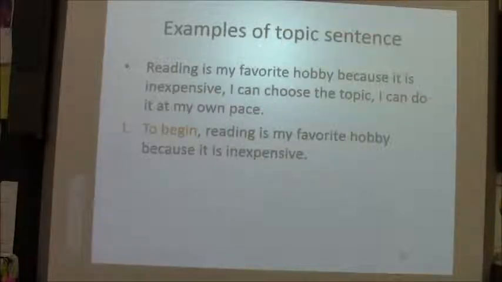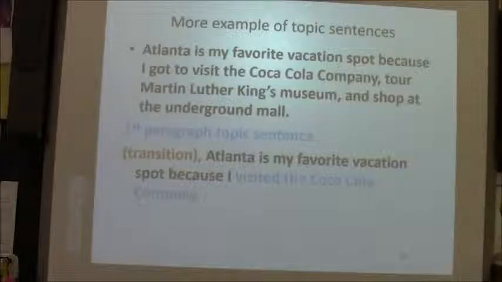And here's an example of what we're talking about. Notice the transition is right here. It's in orange because that is the color coding that goes along with it. Reading is my favorite hobby because it is inexpensive. Notice this is the thesis statement. So they can see what I mean. I took this part, brought it down, and attached my first point to it. That's what we're talking about when we say that you have already written a sentence for your topic sentences. Okay? So we're going to continue on with this particular example.